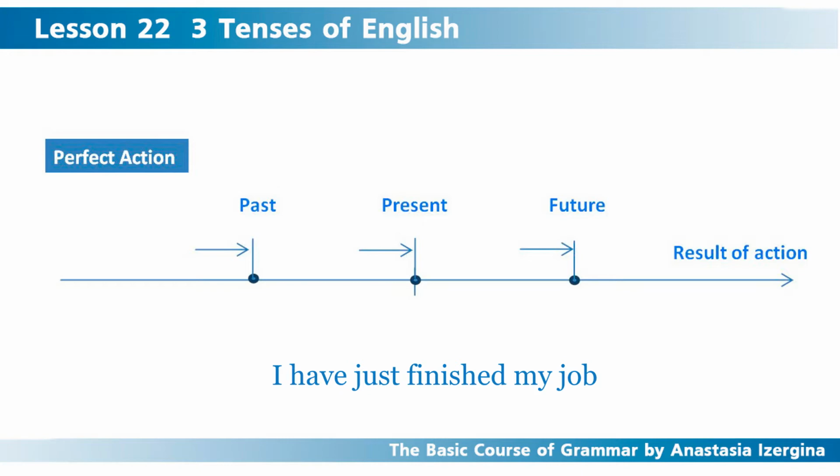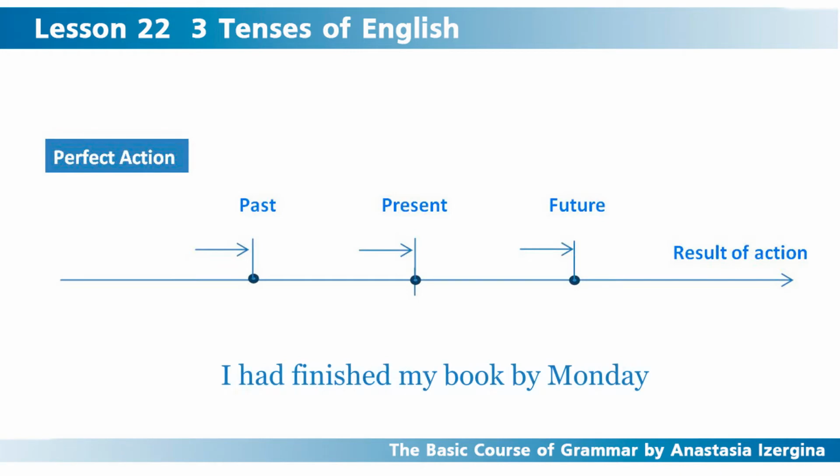I have just finished. This is something for the moment of speaking. I had finished the book 5 days ago. So 5 days ago, this is a period of time in the past. I had finished by that time, or I had finished my book by Monday. So Monday, this is something from the past, some moment, some spot on the timeline, which we mentioned as the limit of the action.